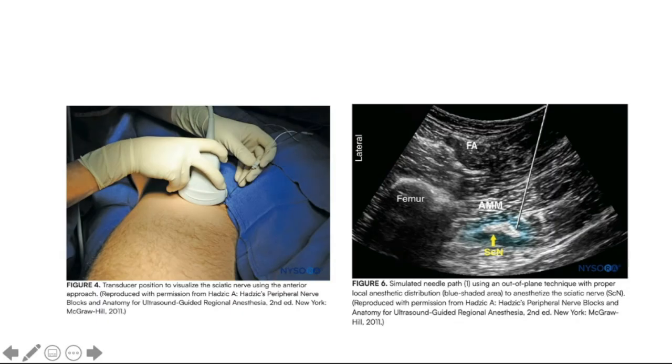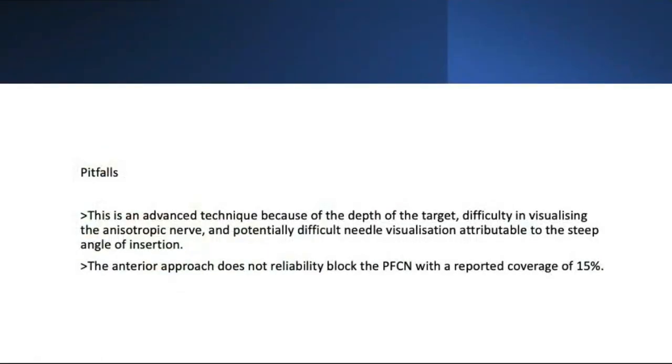Usually the sciatic nerve will be located at a depth of 6 to 8 cm, so it's actually very deep. Insertion of the needle in an out-of-plane manner using hydrodissection is maybe a more practical way to accomplish this block. When using this anterior approach, it's also advised to use it together with a nerve stimulator because it's very deep. So actually this is an advanced technique.